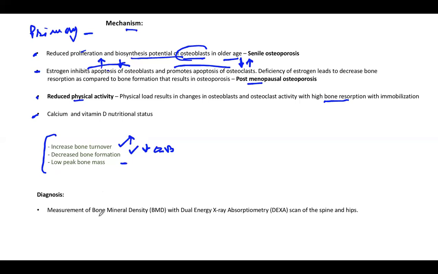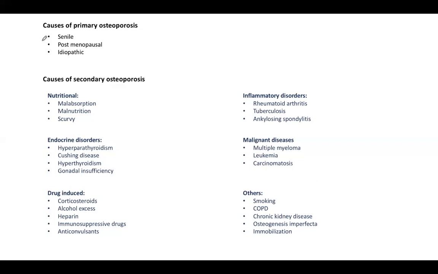So how is this diagnosed? This is just for a knowledge question. We measure the bone mineral density with dual energy X-ray absorptiometry, called a DEXA scan, of the spine and hips. And if it is more than 2 standard deviations below, then we say this person has osteoporosis. So the causes of primary osteoporosis we have discussed.